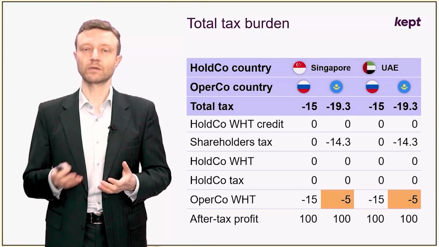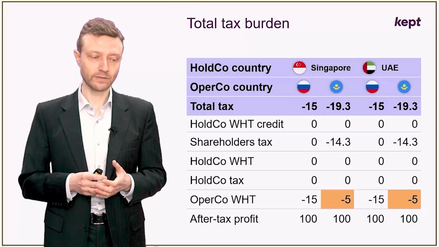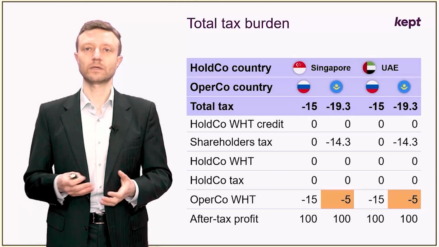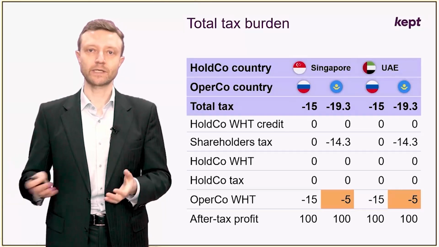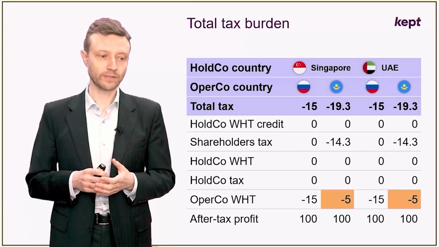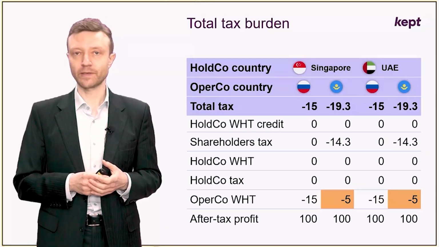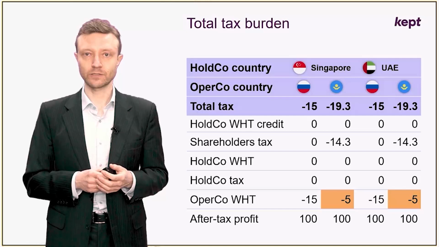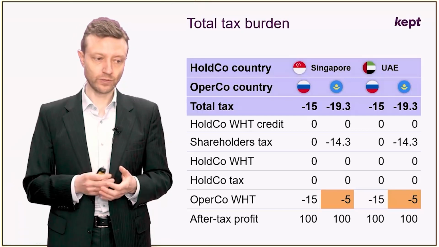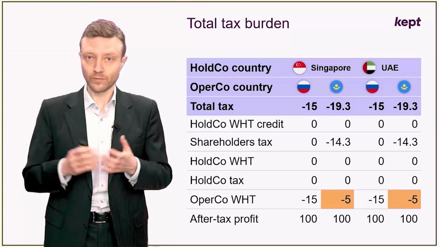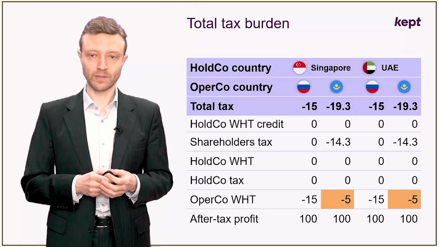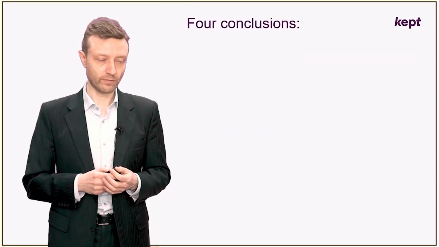Okay, so calculations like this are useful when a structure is either set up or modified so that we choose the right location for the holding company, and we make sure that we do not lose taxes on future dividend distributions, which will hopefully take place if the business generates profits.